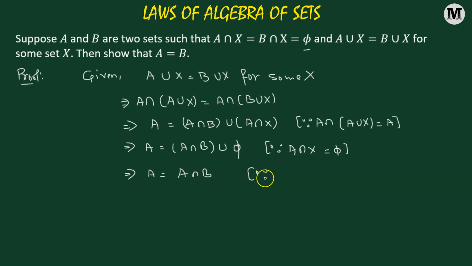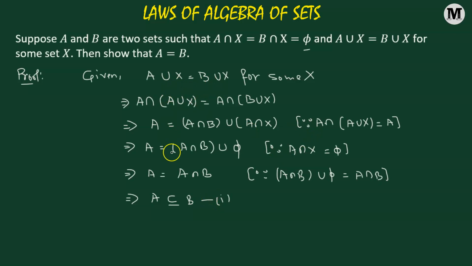So here we have used the fact that A intersection B, when we take its union with the null set, that's simply going to give us the set A intersection B itself. So that means here we have A equals A intersection B. So this simply tells us that A is going to be a subset of the set B. Okay, so this is one condition that we have obtained. That means if we start with A union X equals B union X, here we can say that A is going to be a subset of the set B.